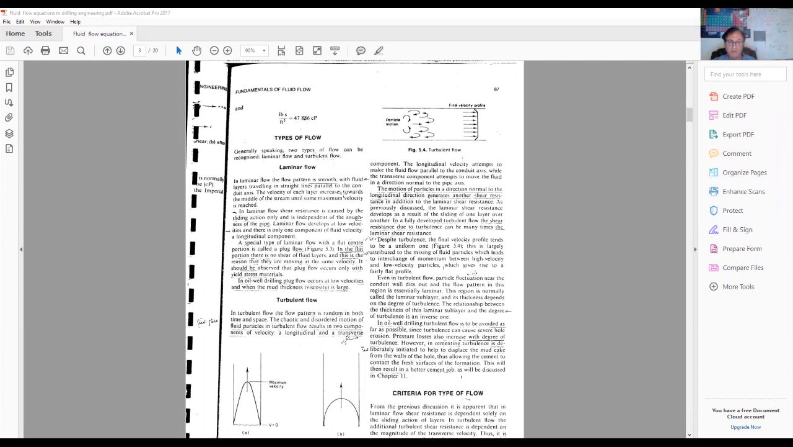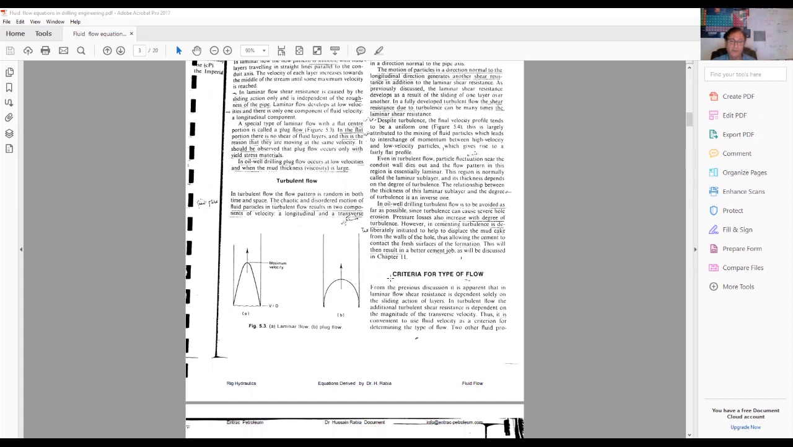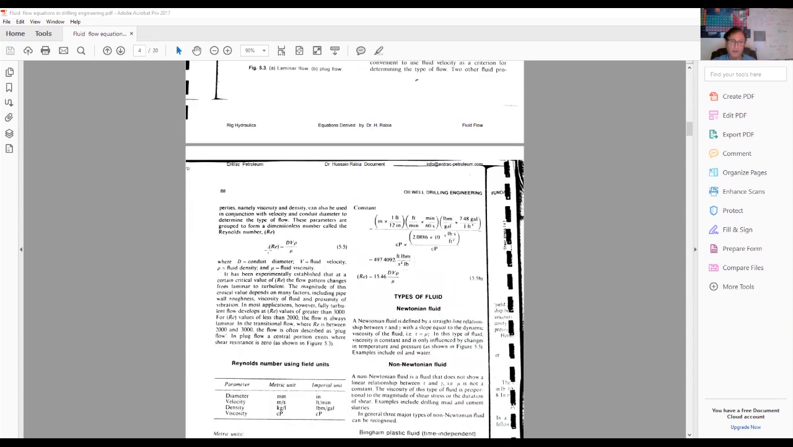In drilling, we have laminar flow in the annulus usually, and turbulent flow in pipes. Okay, but we need to know, because sometimes even inside pipes, the flow is actually laminar. So how do we tell? We have to have a criterion for type of flow, and the criterion is to use what we call Reynolds number, and this depends on these factors, which are the diameter, velocity, density, and viscosity.